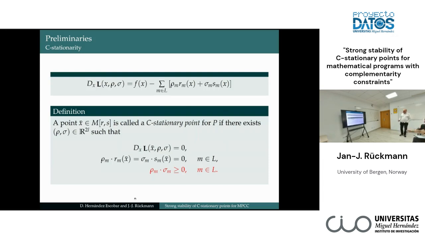But then comes something which is new, and which is exactly the new thing which comes into play. Namely, it says that the Lagrange multipliers, here called rho n and sigma n, should not have different signs. So the product cannot be less than zero, as both are positive, or both are negative. That is the definition of a C-stationary point, which especially means both could be negative. And so this is something different to the classical stationary point definition, where the Lagrange multipliers for inequality constraints need to be positive.